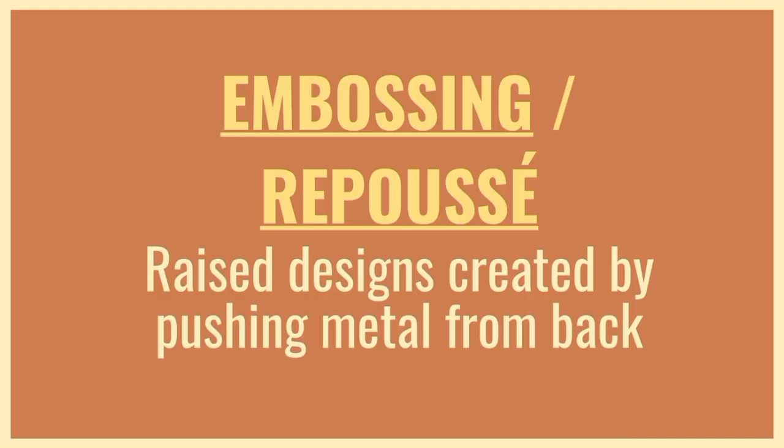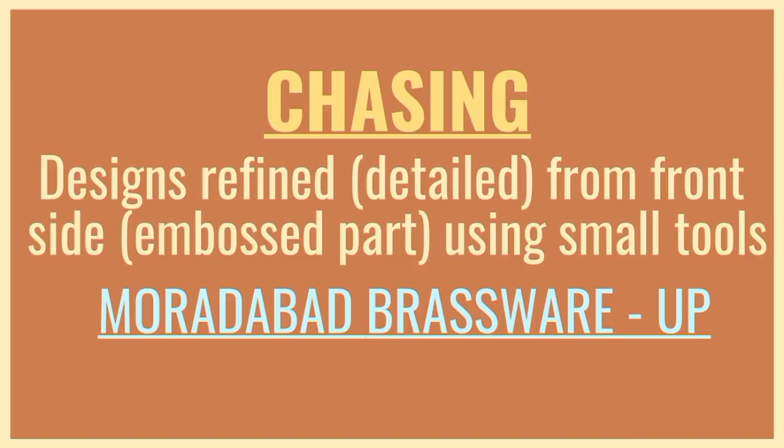There's embossing or repousse. So you basically raise the designs by pushing the metal from behind. If you push metal from behind, obviously it will pop out from the other side, so that will come out as a raised design. That's called embossing. Then there's chasing, where the designs are detailed from the front. So basically you emboss and then you detail the embossed part using small tools. So we discussed Muradabad brassware. That is an example of chasing as well.